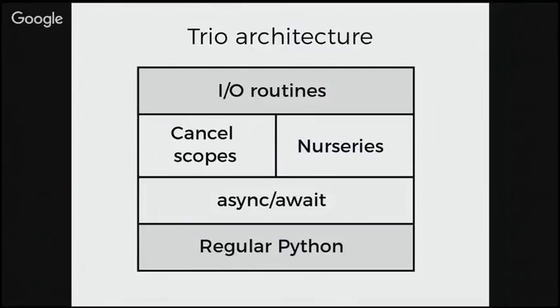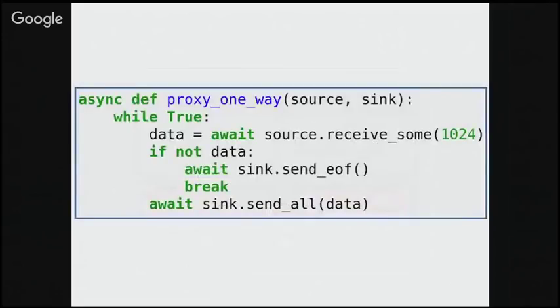There are three new things that are kind of weird and exotic that I want to teach you about. First, async await. You see that one-way proxy. This is relatively simple, right? Like I said, just a loop, read, send. This would look totally normal, except it's got these funny await and async words thrown in. What's going on with that?